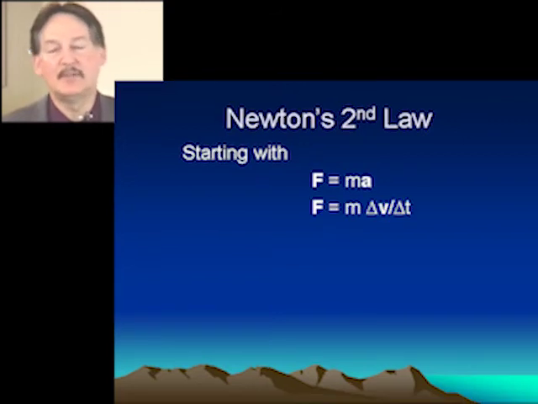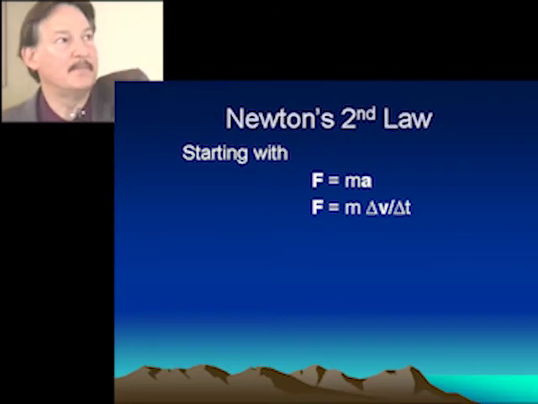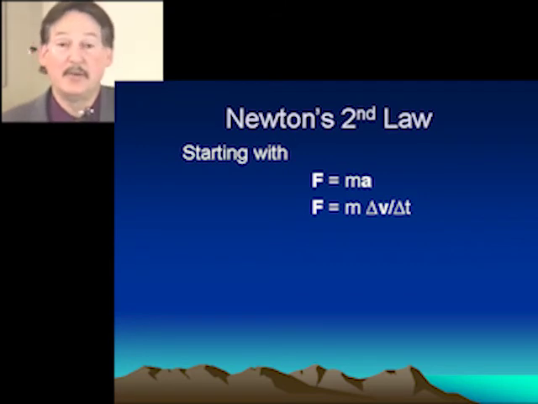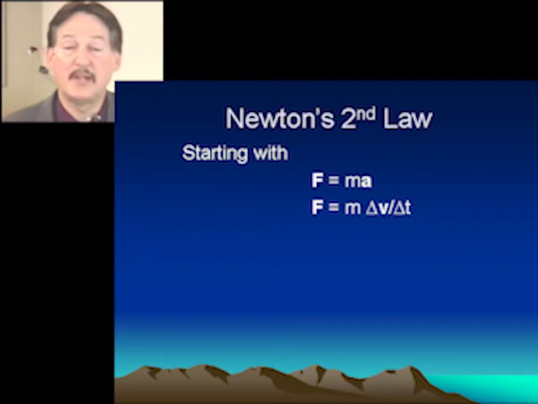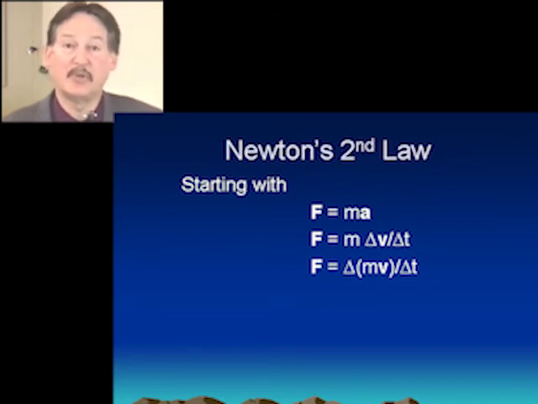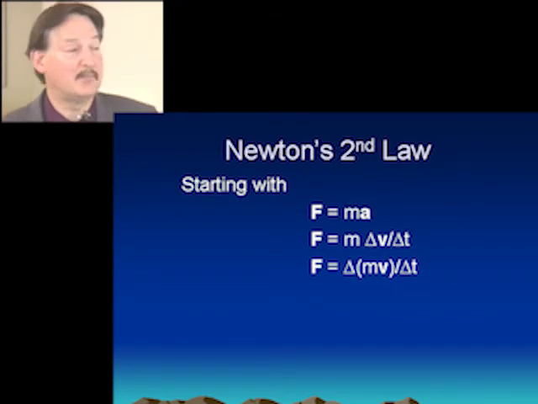We can rewrite Newton's second law in this form using the definition of acceleration as a change in velocity over change in time. Now, under the circumstance where the mass of the object is not changing, it doesn't matter whether the mass is placed in front of the change symbol or behind the change symbol, because the mass is not changing. Therefore, the operation of the delta change symbol will not affect that mass.